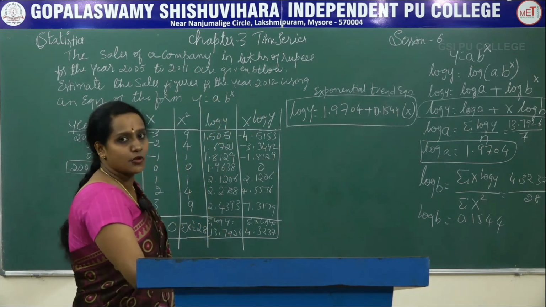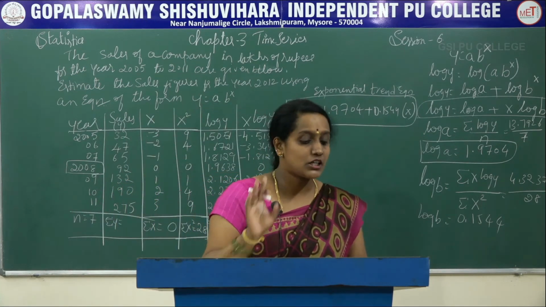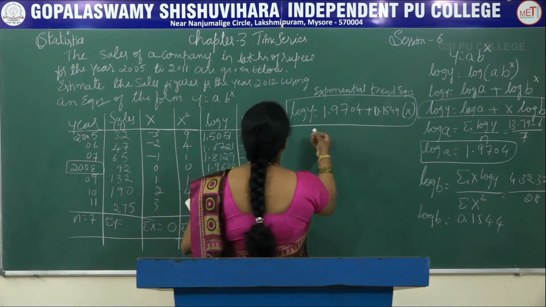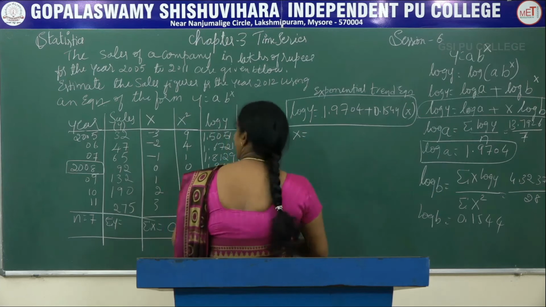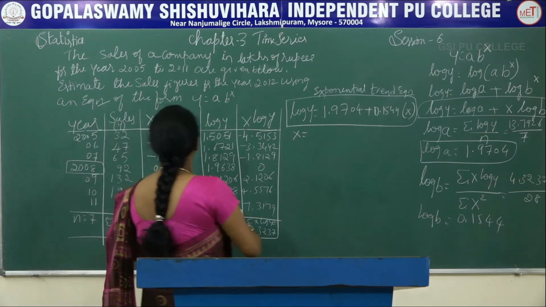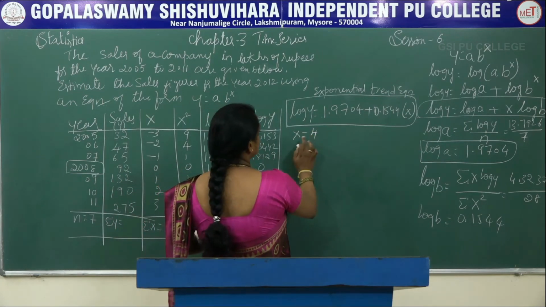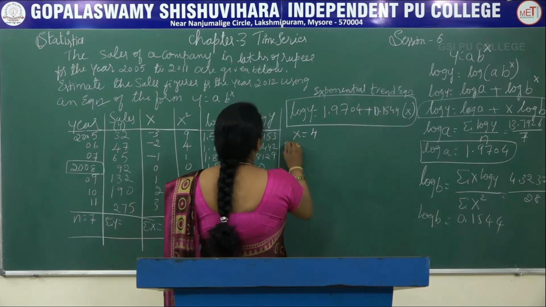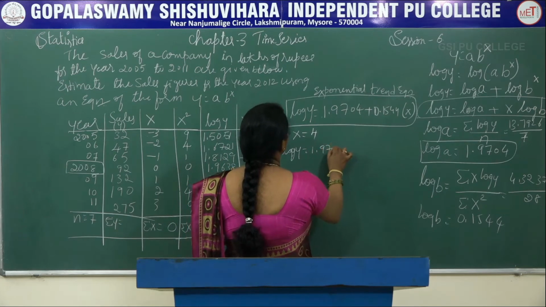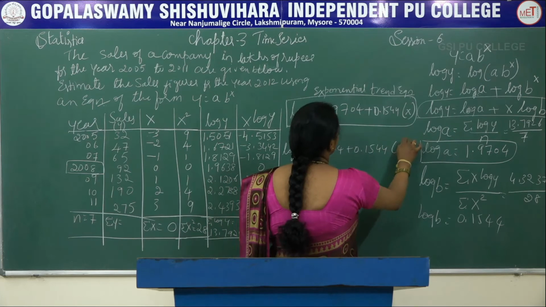Here they ended with 2011. We have to calculate for 2012 also. For that, first I will take the x value. Again I will take the deviation from 2008 to 2012, so that I will get x equals 4, and I will substitute this x value in this equation. So our log y is equal to 1.9704 plus 0.1544, x equals 4.